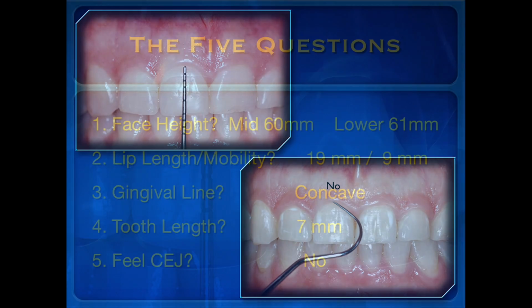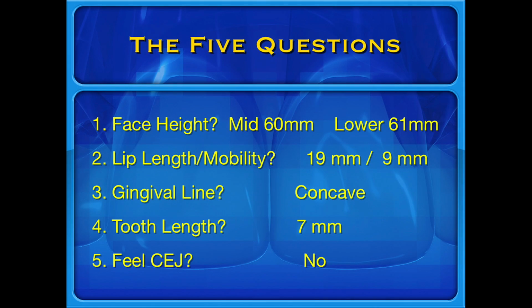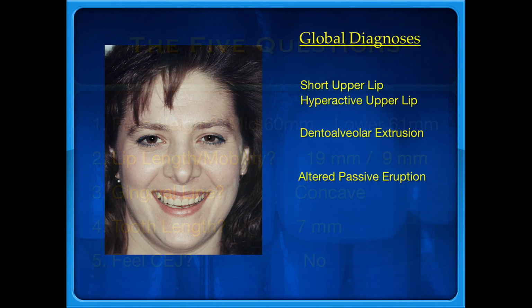So now we have 4 global diagnoses. The top number is correct. The face height is okay. That leaves us with these 4 numbers, which leads us to the 4 global diagnoses on this patient. She's got short and hyperactive upper lip. She's got dentoalveolar extrusion of her maxillary anterior teeth, and she's got altered passive eruption.